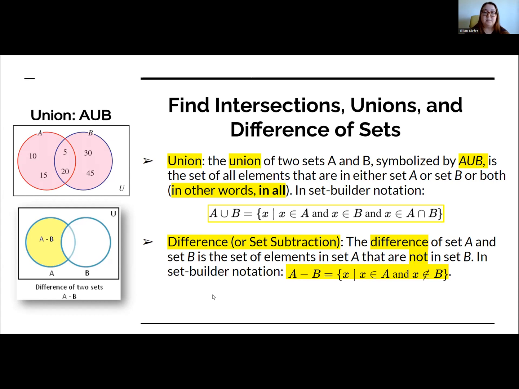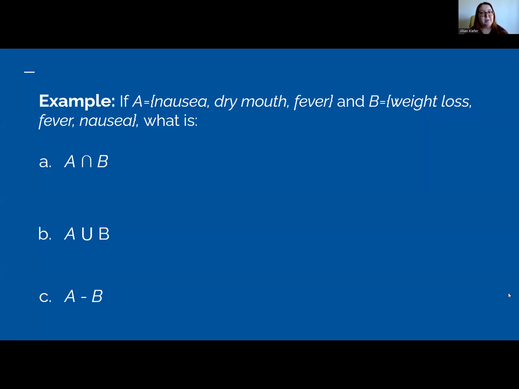Having these diagrams can be very useful when you go and do problems like these, and give you a really visual example of what's going on. So we're going to do an example. Let's say we have set A and B. Set A is the set of nausea, dry mouth, and fever. The set B is the set of weight loss, fever, and nausea.